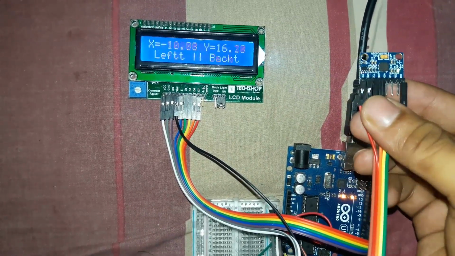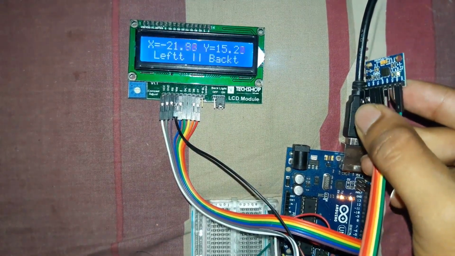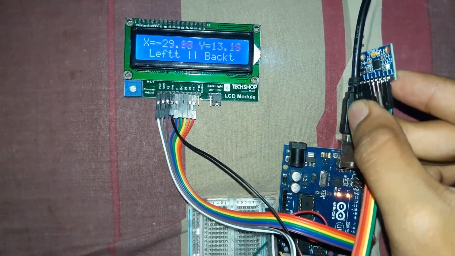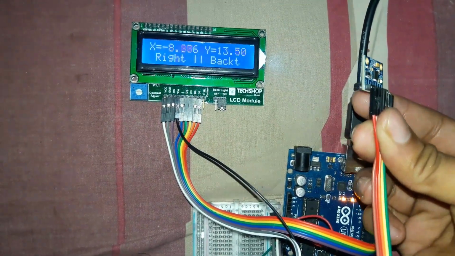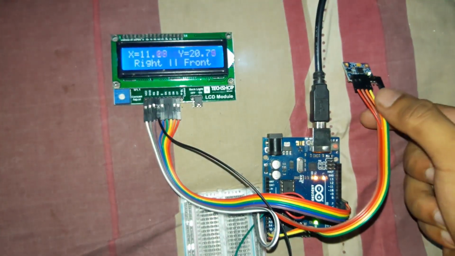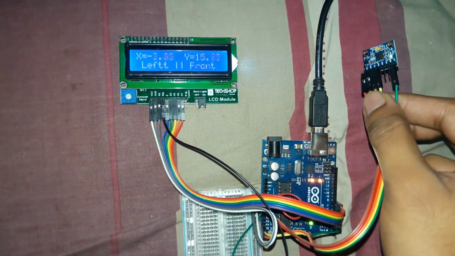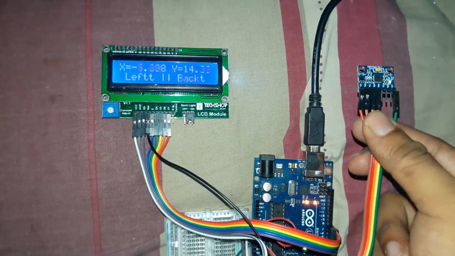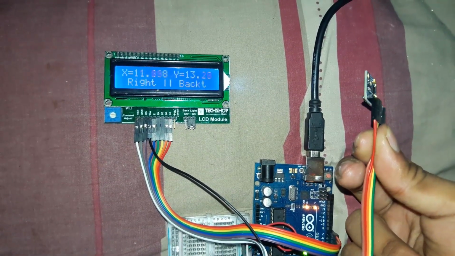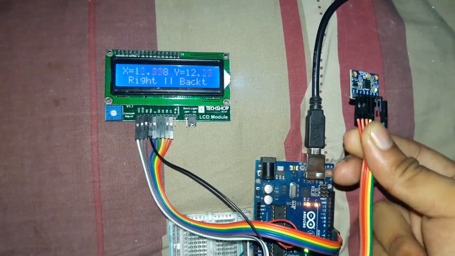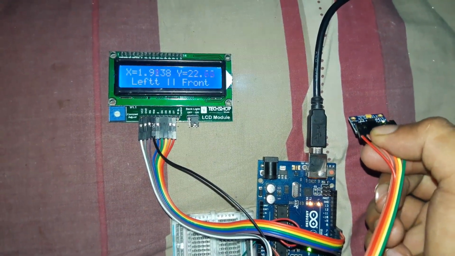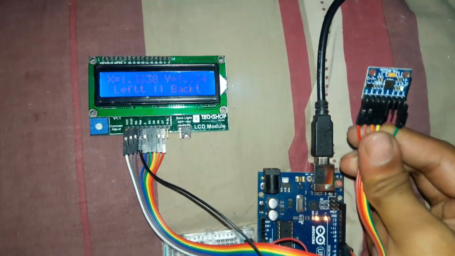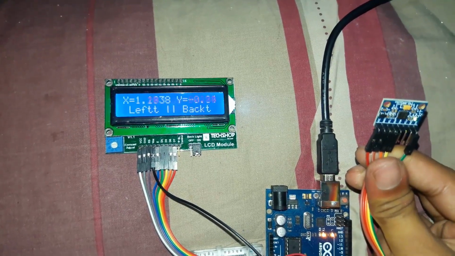Okay, and if I rotate this, the x-axis angle is decreasing, and here the x-axis angle is increasing. If we turn it left side, the x-axis angle is decreasing. If we turn it right side, the x-axis angle is increasing. If we turn it forward, then the y-axis angle is increasing, and if we turn it backward, then the y-axis angle is decreasing.